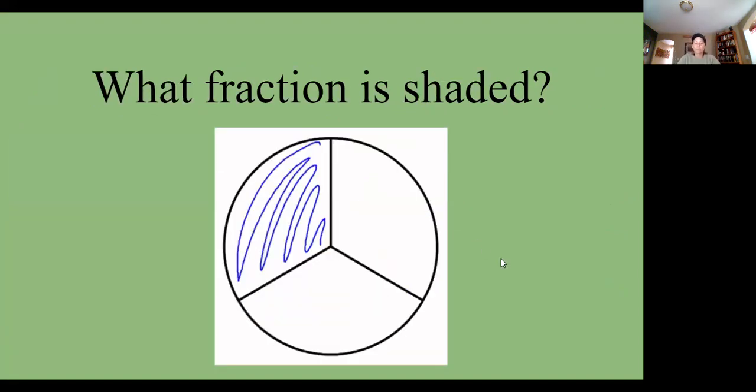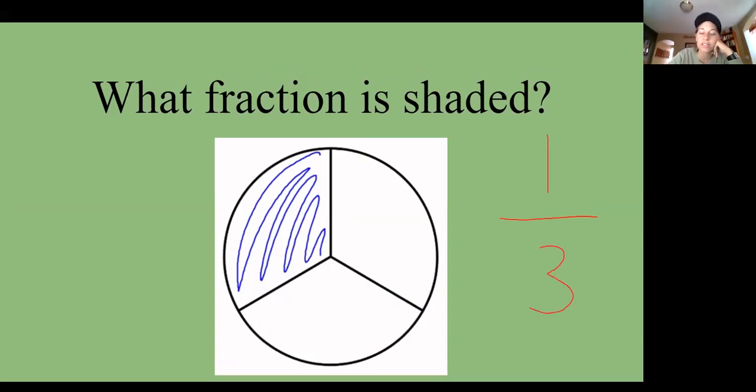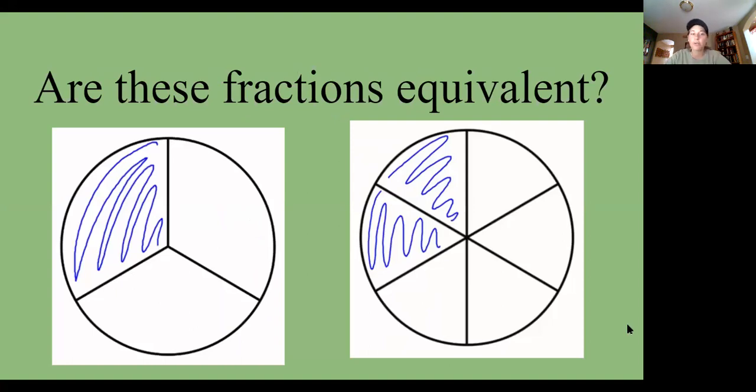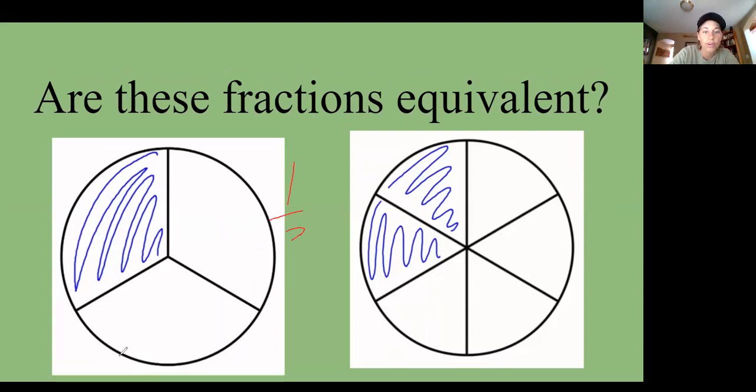All right, what about this? What fraction is shaded? Part over whole. Think about it. There's 1 part that's shaded out of 3, so the fraction that's shaded is 1/3. All right, and are these equivalent? Again, if you have a pie and you cut it into 3 pieces and you eat 1 of them, is it the same as if you cut it into 6 pieces and you eat 2 of them? Yes. So it actually is important to know that 1/3 is the same thing as 2/6. They actually equal the same thing.